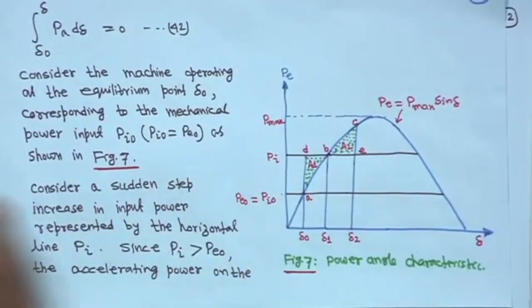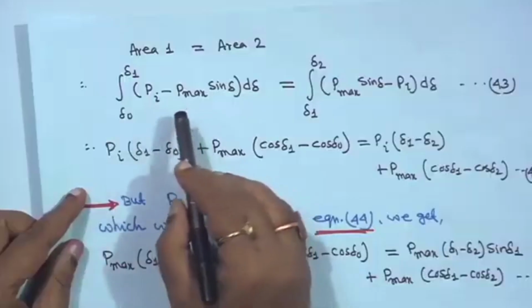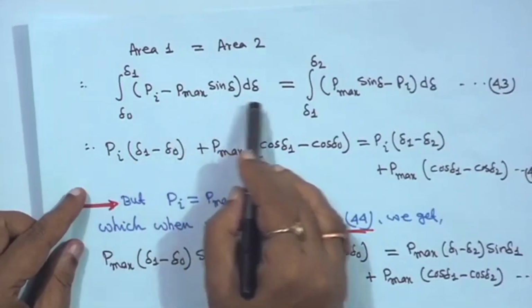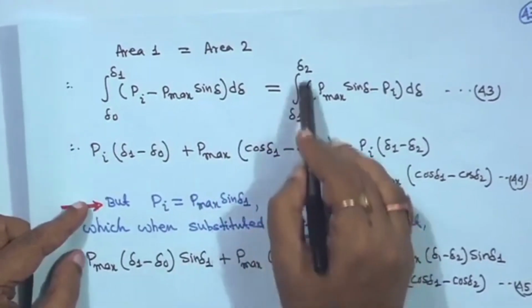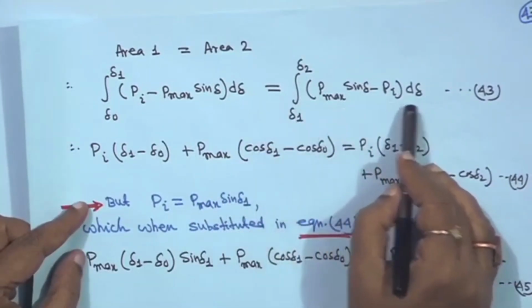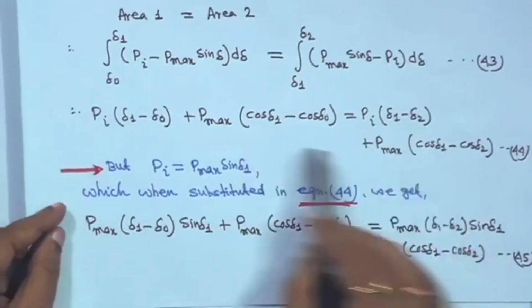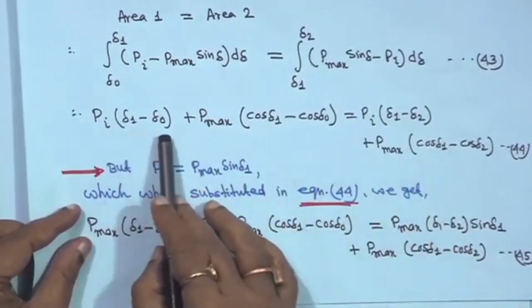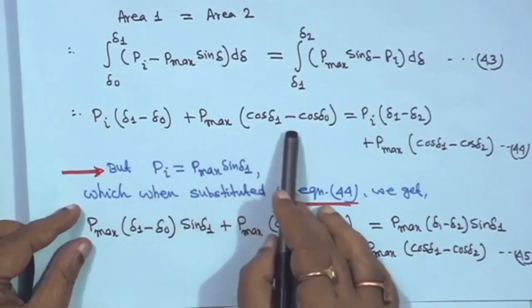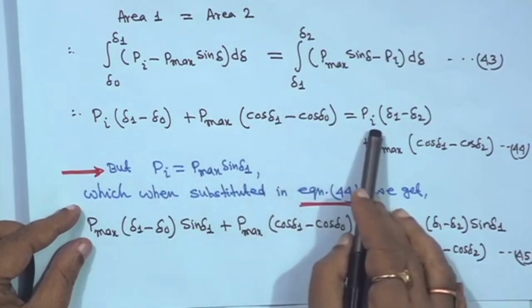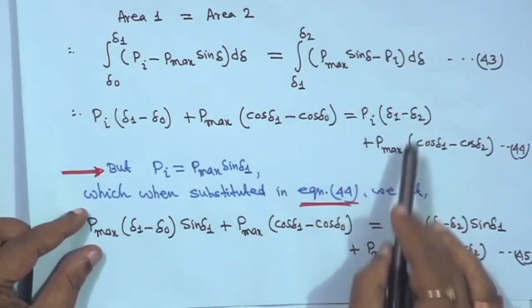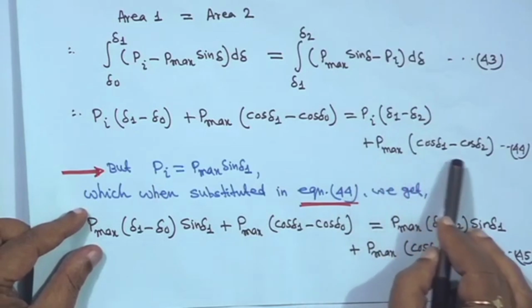Therefore, if area 1 is equal to area 2, we can write the equation: integral from delta 0 to delta 1 of (P I minus P max sin delta) d delta is equal to integral from delta 1 to delta 2 of (P max sin delta minus P I) d delta. This is equation 43. Now, if you integrate and simplify, it will come like this: P I into (delta 1 minus delta 0) plus P max (cos delta 1 minus cos delta 0) is equal to P I into (delta 1 minus delta 2) plus P max (cos delta 1 minus cos delta 2).